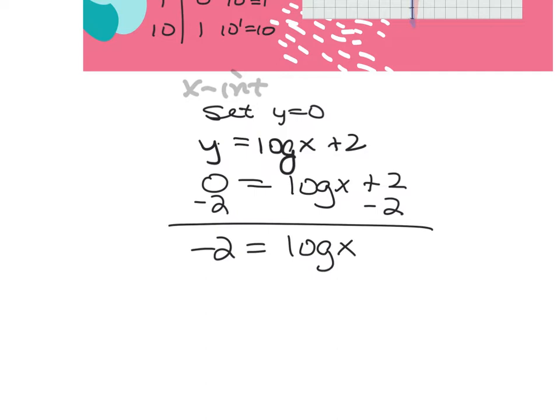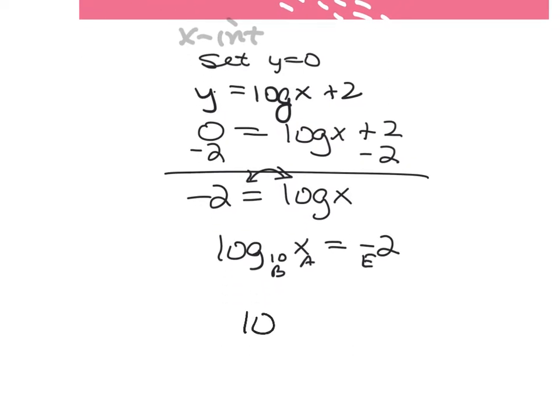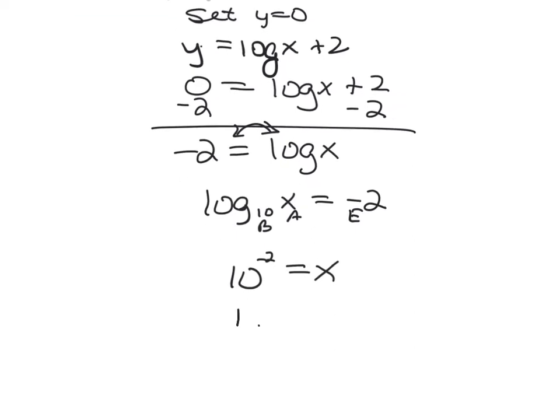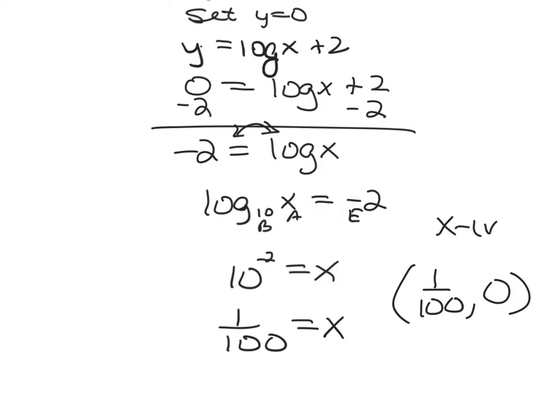So if it's easier for you to flip it around and put the little 10 there so you can see it, you could flip-flop the sides. So BAE, so 10 to the negative 2 power equals x. 10 to the negative 2 power is 1 over 100. So my x-intercept occurs at 1 over 100, comma 0.